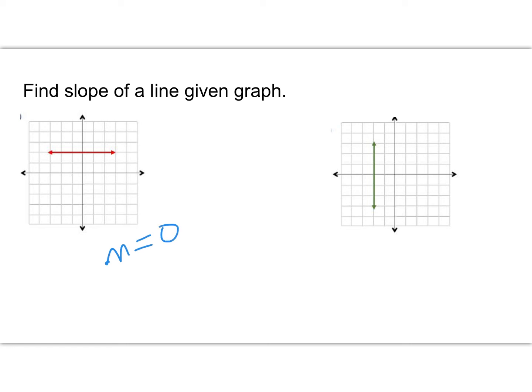Okay. Now for the vertical line, we think of this as like a wall, and you're not actually able to walk up a wall, okay? So this is actually what's called an undefined slope. So this slope is called undefined, which we usually just write UND. All right, and that is a quick review of finding slope from a graph.